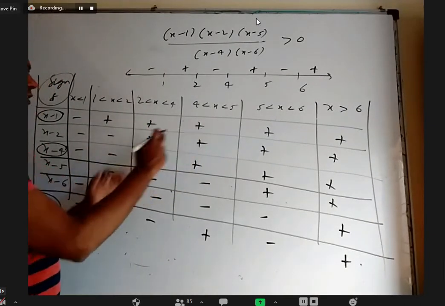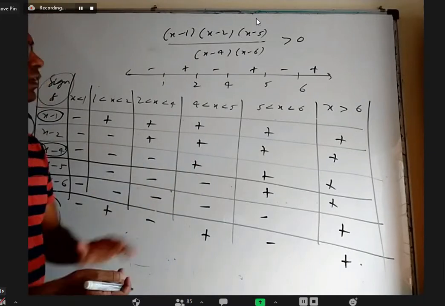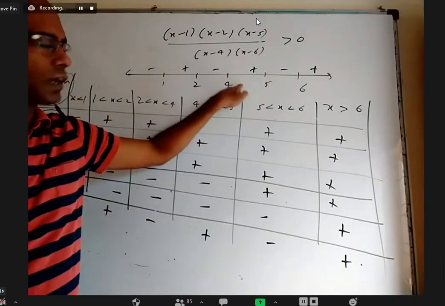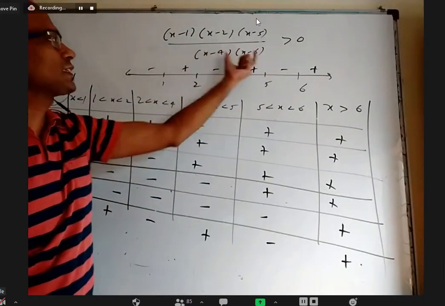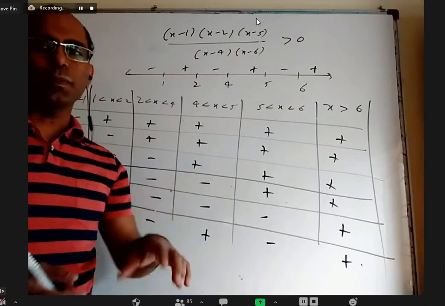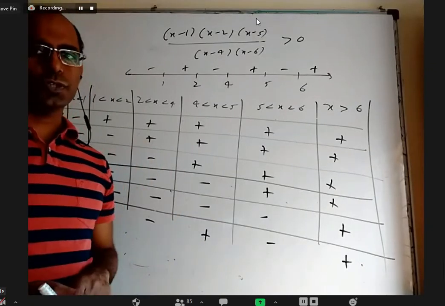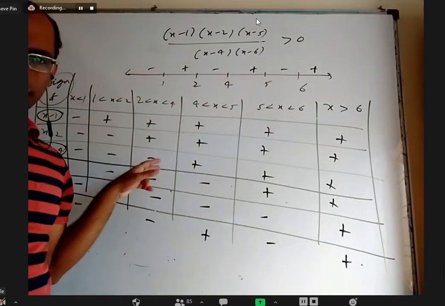This one did not change the sign, this one did not change, this one did not change, only this. So whenever you are crossing from one interval to another interval, out of all these things, only one bracket sign changes. Because of that, earlier if it is positive, now it will be negative, or if it is now negative, later on it will be positive. That's why it comes alternately.